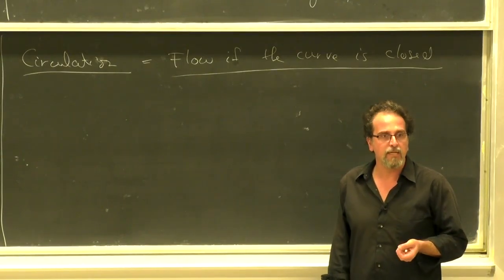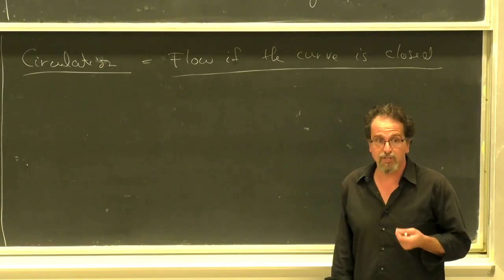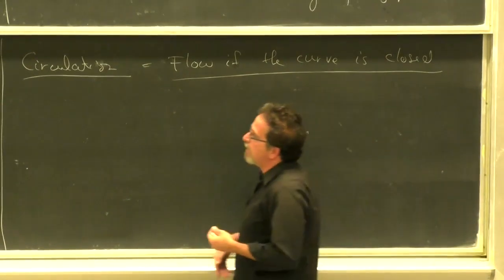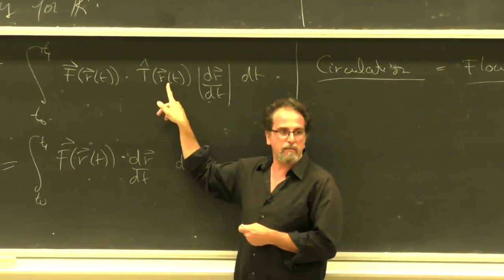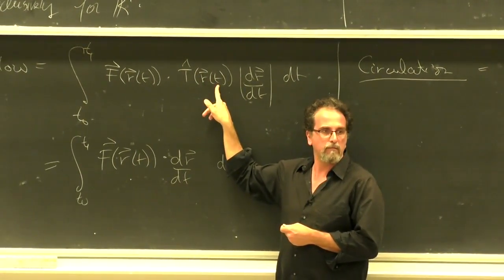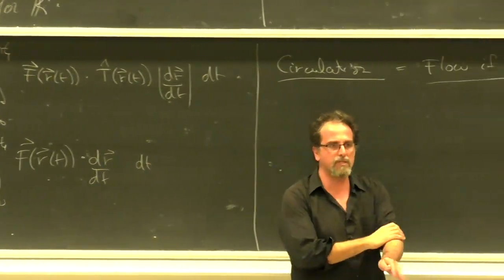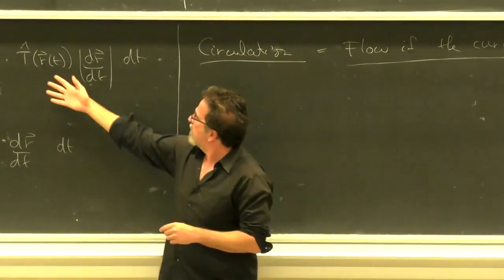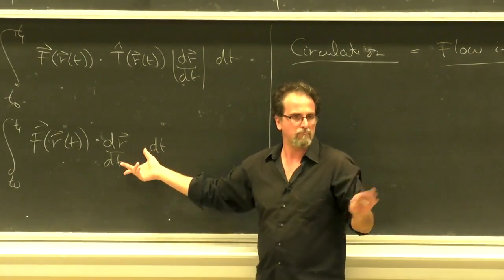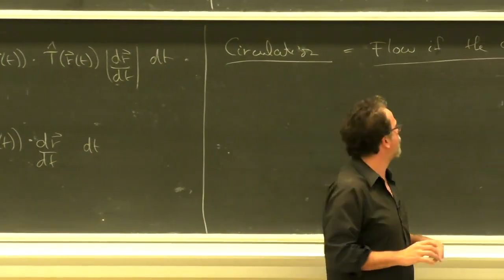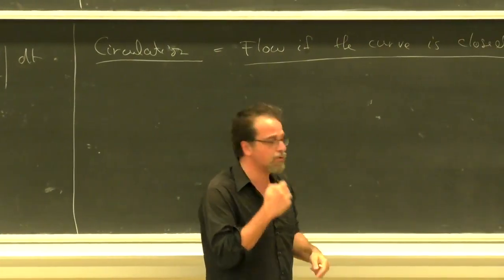T hat is the tangent vector along the curve. So it is a function of t, the parameter. What this means is it depends on where you are, and where you are depends on when you're there. I'll do an explicit example in a moment. But you see that this combination is just dr/dt. That's what we mean by it. So computationally, it's pretty straightforward. Circulation is literally the flow if the curve is closed.